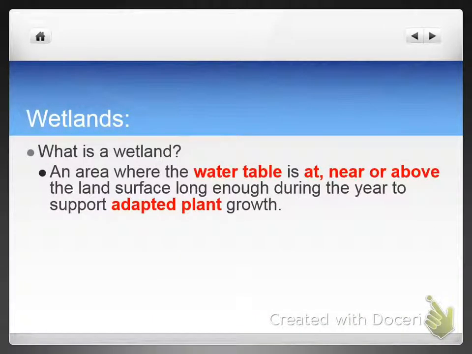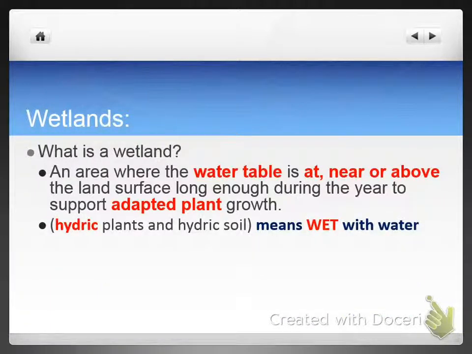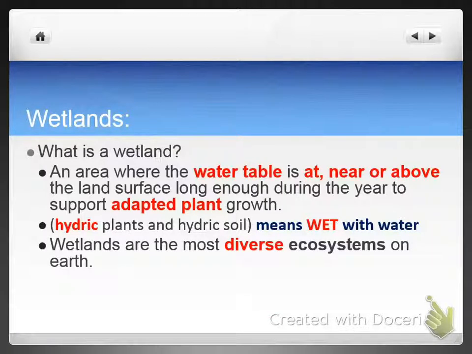Now, wetlands are areas where the water table is at, near, or above the land surface long enough during the year that it can support plants whose roots can always be sitting in water. And these are called hydric plants and hydric soil. And hydric, remember that root word water, means wet with water. So wetlands are some of the most diverse ecosystems on earth, which means they have a great variety of plants and they have a great variety of animals that live there.